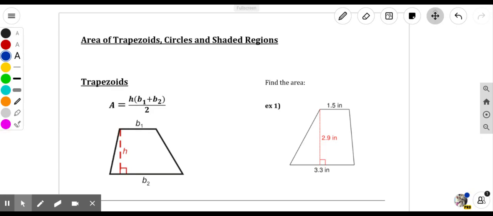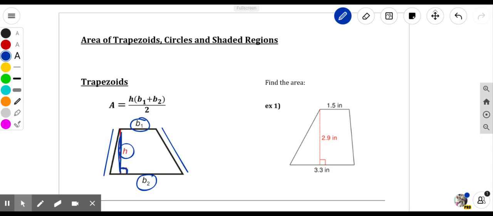Okay, so first we have trapezoids. We learned about trapezoids back in chapter 6 when we learned about all the different types of quadrilaterals. You may remember the parts of a trapezoid: we have bases, base 1 and base 2. That's what B1 and B2 stand for. And now we have a height. So remember from the last lesson that the height of a shape, like a triangle or trapezoid, is always going to be perpendicular to the bases. So if you were ever given this side, that's not the height. It has to be perpendicular to the bases.